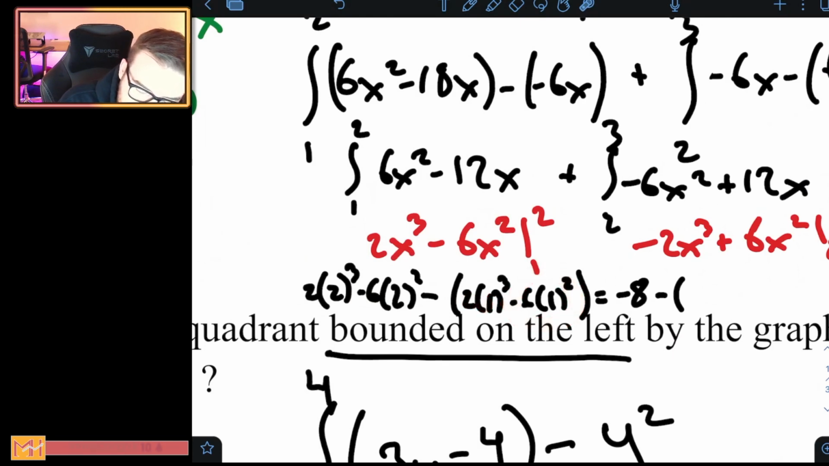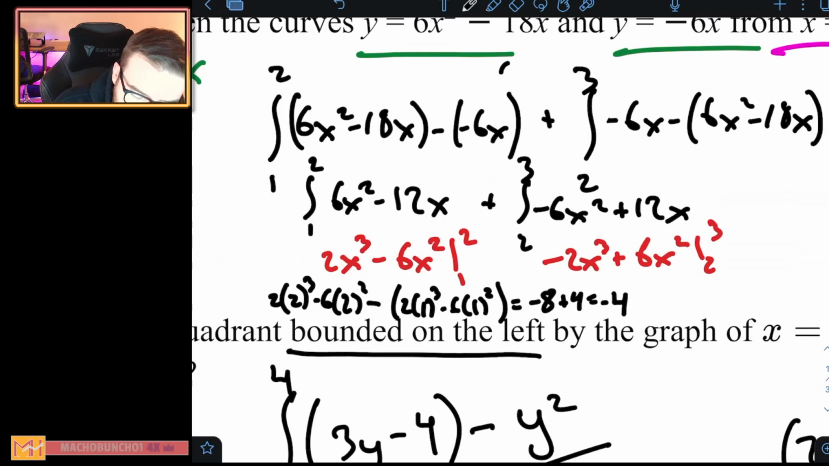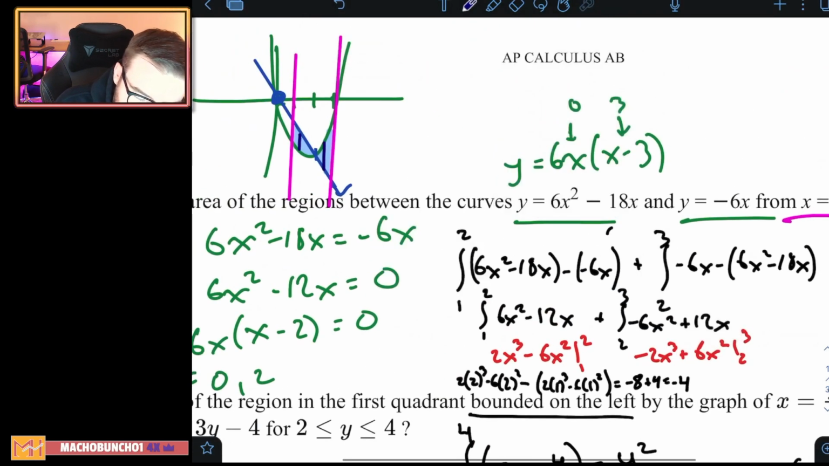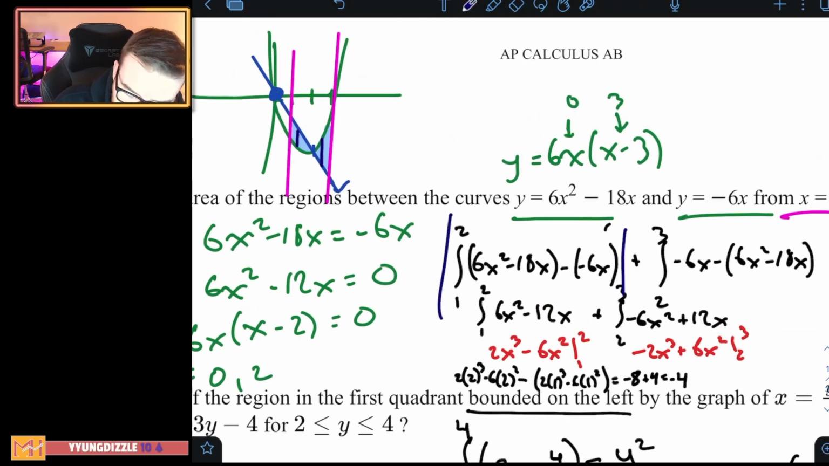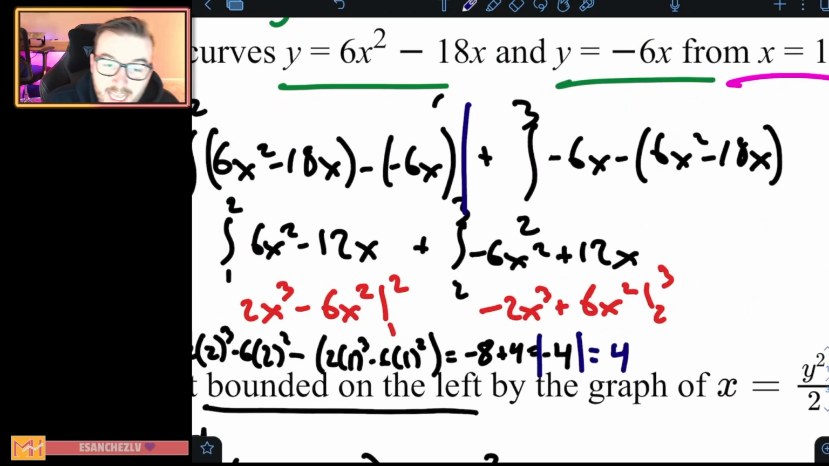So 2 minus 6 is negative 4. We're subtracting a negative 4, so let's just go ahead and write plus 4. And this comes out to be negative 4. It came out negative, and I had a feeling that might happen because it's under the x-axis. So really we could just say absolute value, right? Because at the end of the day, we just want the area. So taking the absolute value will make it positive.